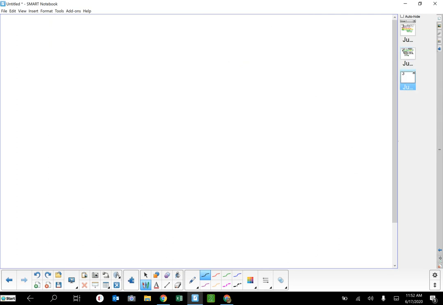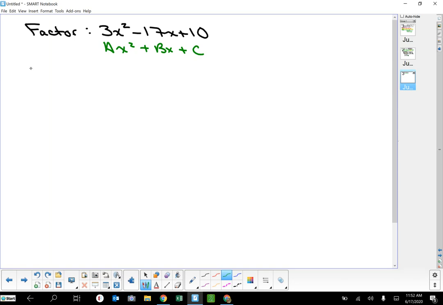Okay. So your first example is going to look like this. We're going to say factor 3x squared minus 17x plus 10. Just to remind you, this is in the form ax squared plus bx plus c. So in this problem, a is 3, b is negative 17, right? Because this is a positive bx, and this is not. So the b is actually negative 17, and the c is 10.